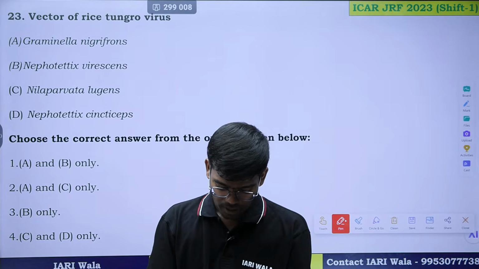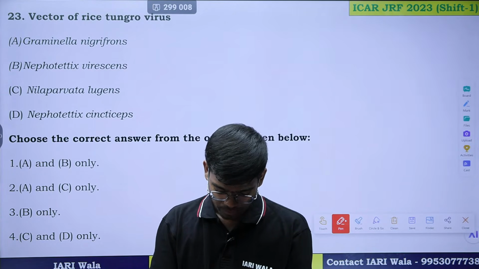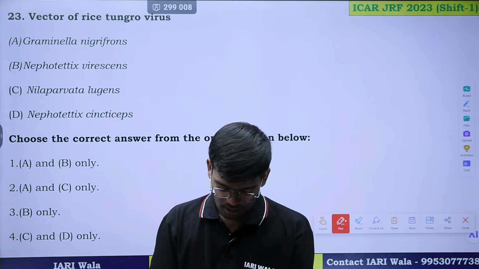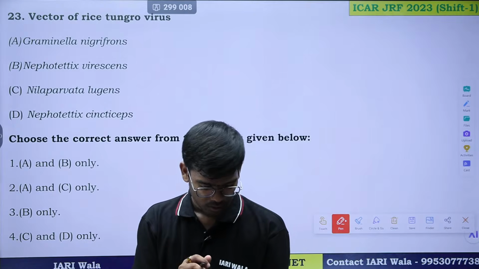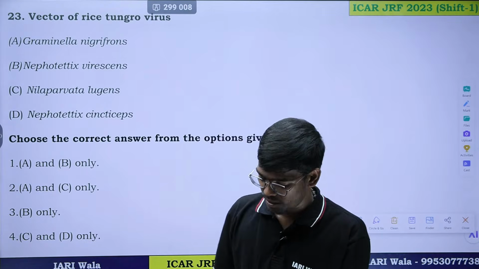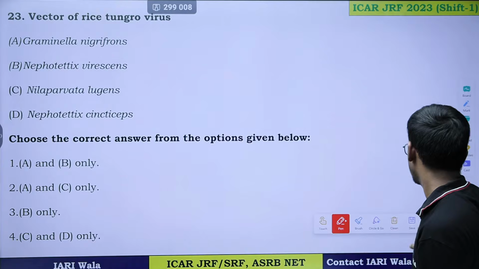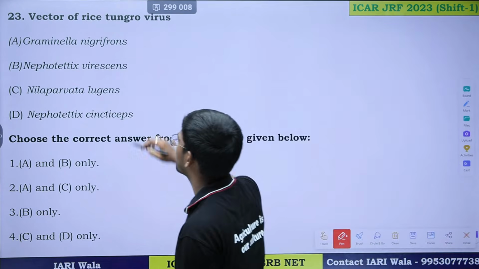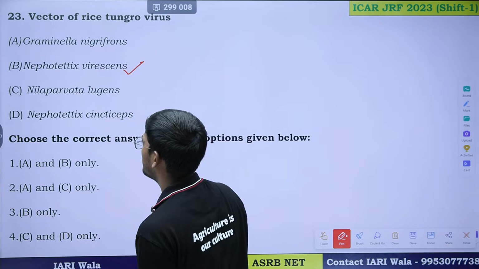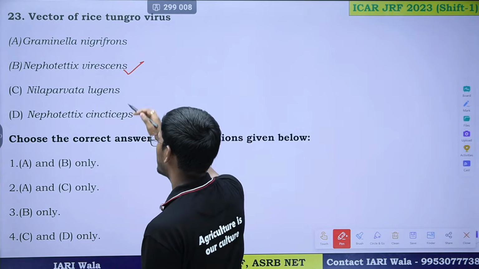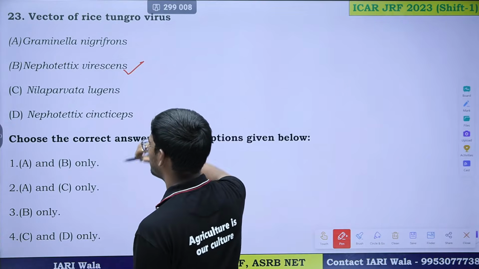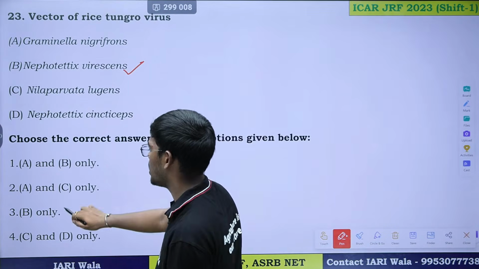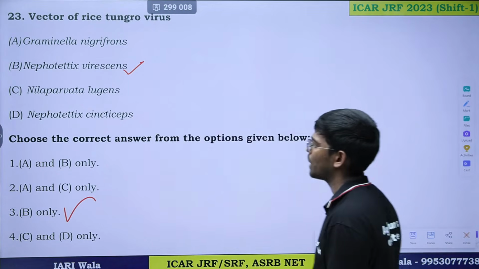Chaya Sahu B and Anchal Gupta 2. Adarsh B, that is correct, and Mahendra C 3 and Sam 3. Yes, many students telling the correct answer. Vector for rice tungro is Nephotettix virescens. Nilaparvata lugens is BPH, and Nematode syncytips transmits rice dwarf virus. Previously we have discussed. So here the option will become 3, B only.